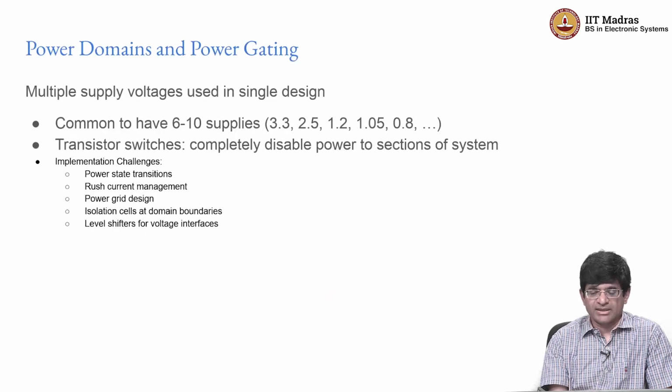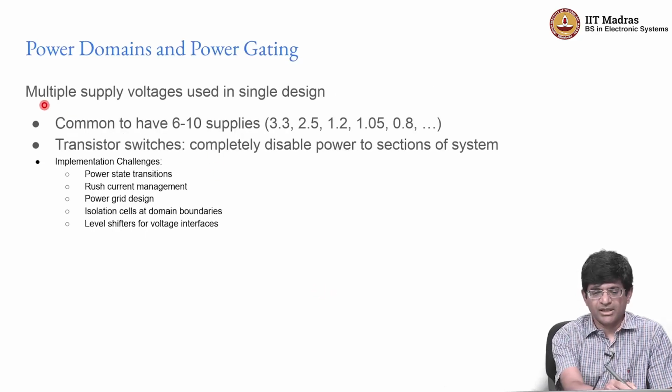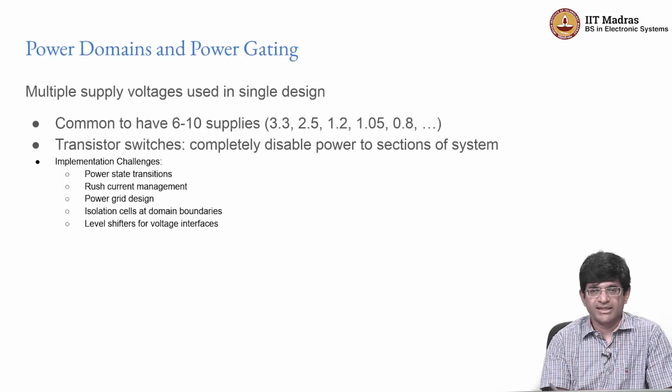What about power domains? As I mentioned earlier, you could have multiple supply voltages in a single design, and it's common to have 6 to 10 supplies in a single design. You might have 3.3 volts being used for communication to maybe external RAM devices or to IO peripherals. Similarly, 2.5 may be for communication with memory banks. 1.2 and 1.05 are common voltages for the core voltage, in other words the operational voltage. You could go below that, 0.8. There could even be certain kinds of blocks that operate closer to 0.5 volts.